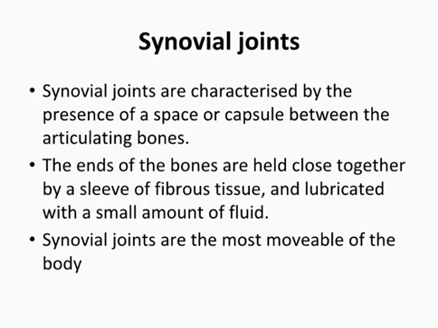Now the third type of joint is the synovial joint. Synovial joints are characterized by the presence of a space or capsule between the two articulating bones. The ends of the bones are held together by a sleeve of fibrous tissue, and they are lubricated with a small amount of fluid, which is termed synovial fluid. Synovial joints are the most movable type of joints present in the human body.